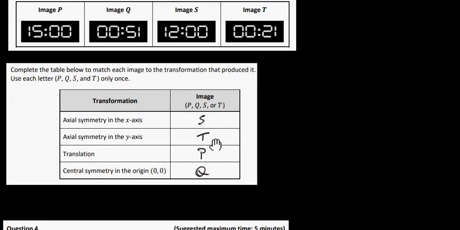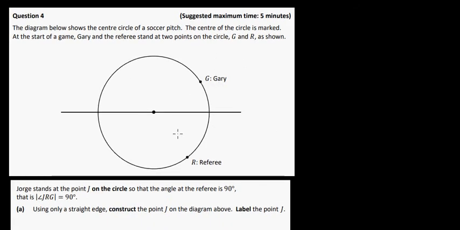Okay, so that's that one done really. That's question 3. Let's have a look at question 4 here. The diagram below shows the center circle of a soccer pitch. So you've got your center circle, and this is a line going through it, and this is the center of the pitch here. The center of the circle is marked. At the start of the game, Gary and the referee stand at 2 points on the circle, G and R. So this is where Gary is, and this is where the referee is here, as shown.